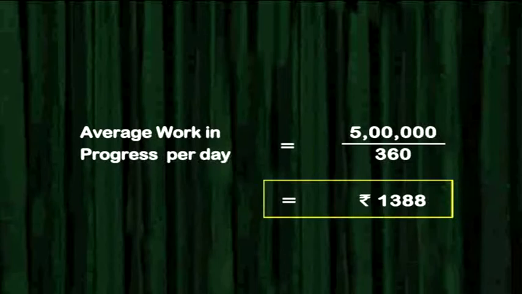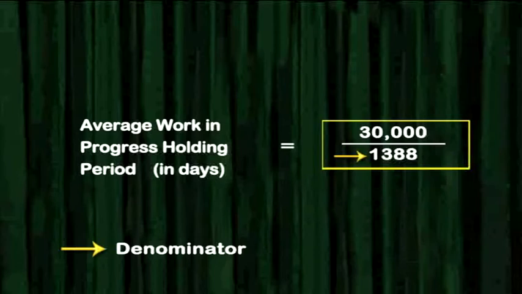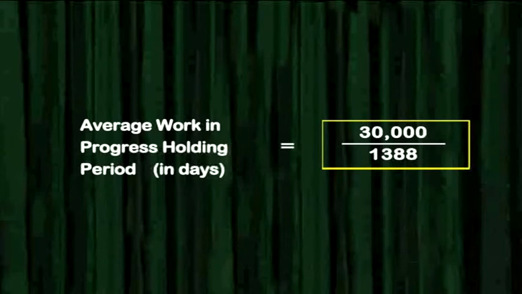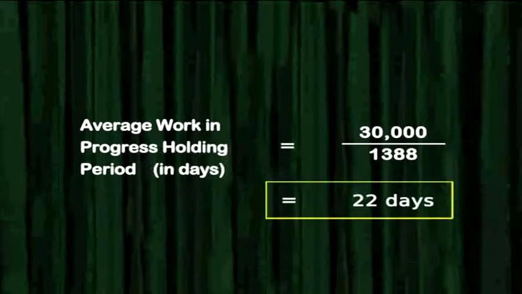it will give us the figure of 1388. So, putting the figure of 1388 in the denominator and the numerator to be 30,000 as given in the question, we will find out holding period of work in progress. So, it will be 30,000 divided by 1388 is equal to 22 days. So, work in progress holding period is coming to be 22 days.